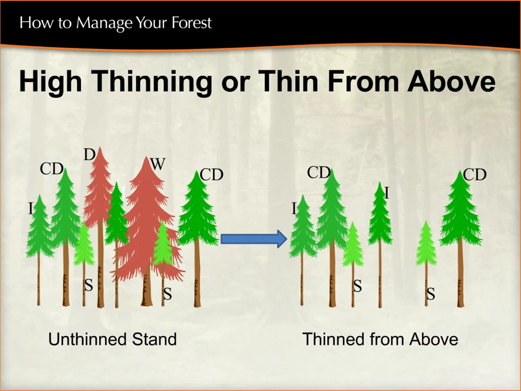Another option is called a high thinning, or a thin from above. The goal of a high thinning is to remove a few large trees per acre, and, if done properly, this will help control competition stress and still leave a well-stocked stand of good quality trees.